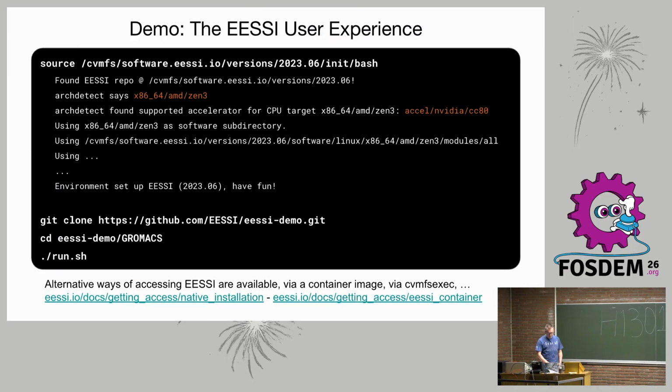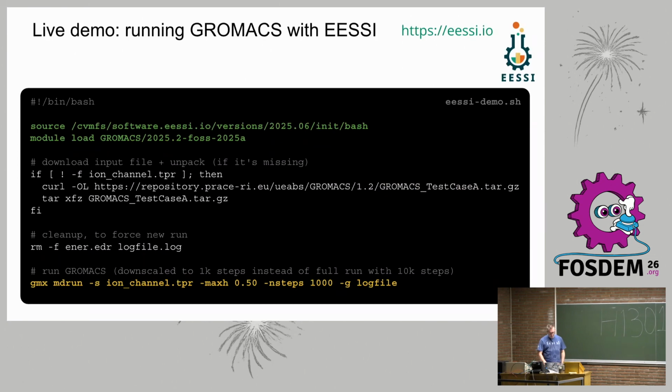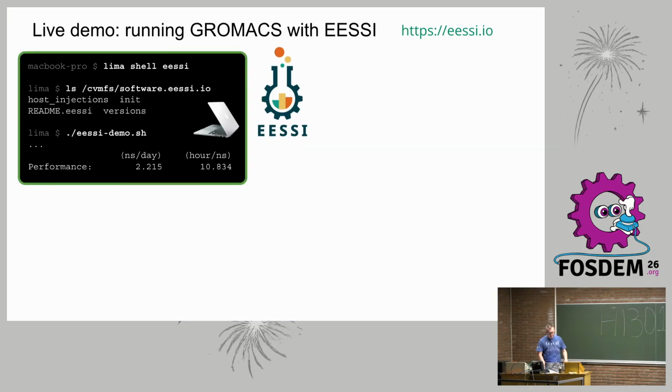All right, so demo, I'll skip this because I'll do it hands-on. I'll skip this too. Essentially, it's the same thing. You source an init script, you load modules, download an input file for GROMACS in this case, you fire up GROMACS, and it works fine. And you can do the same thing.